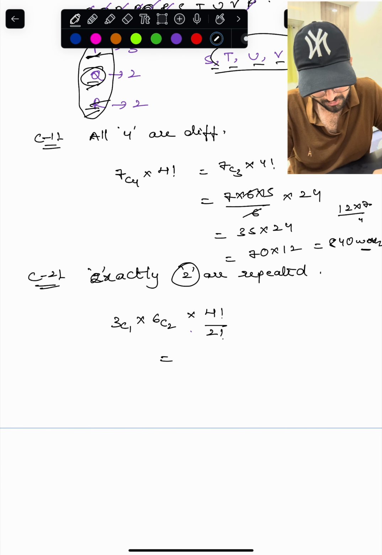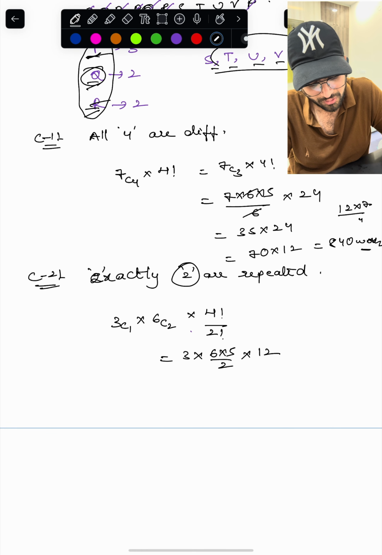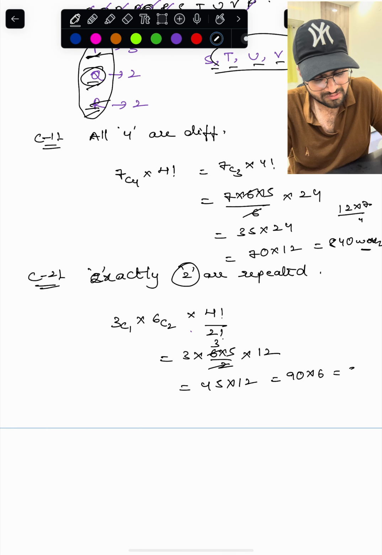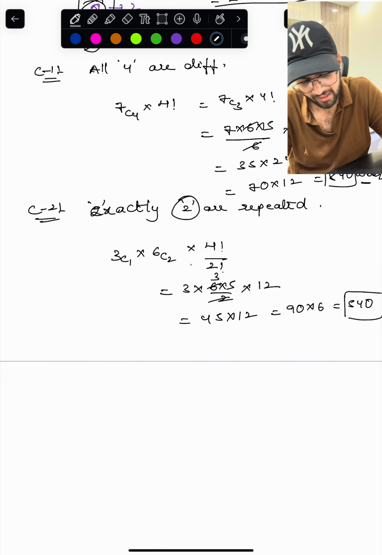Done, right? So let's calculate how much it is. 3 into 6C2 means 6 into 5 by 2, which is 15. 4 factorial by 2 factorial means 24 by 2, which is 12. So here you are getting 3 into 15 times 12, which is 540. So here 540 words, and 840 words in the earlier case.